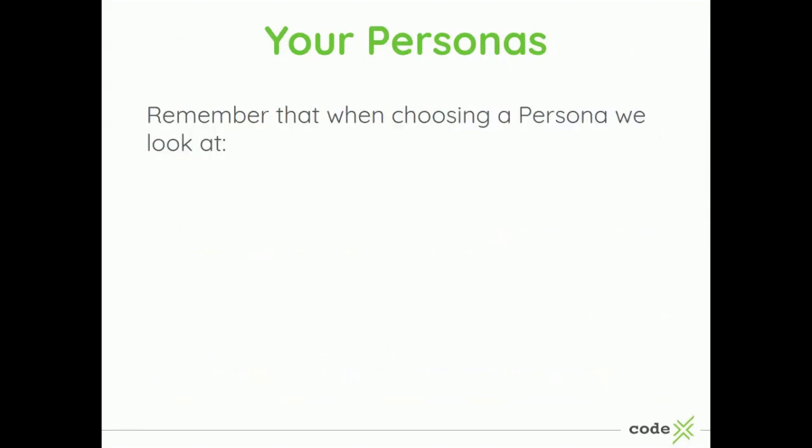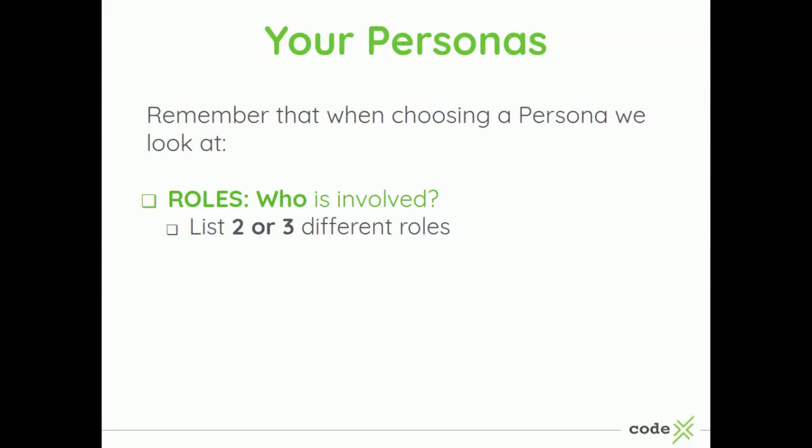So, when choosing personas for your application, you need to consider the following: the roles, so who is involved. Then list at least two or three different roles of the personas who will be using your application and give them names, such as Sylvia, the social worker, and Peter, the PE teacher. So, identify the different roles your persona will have when using your application.